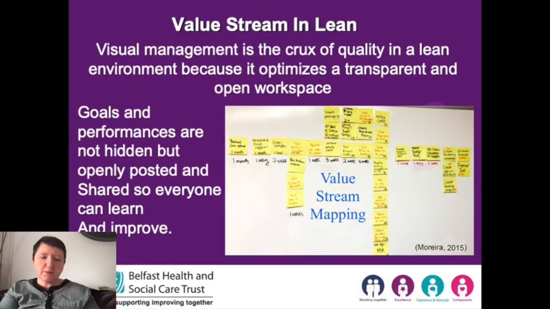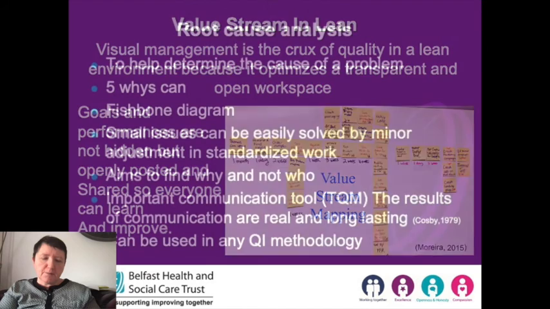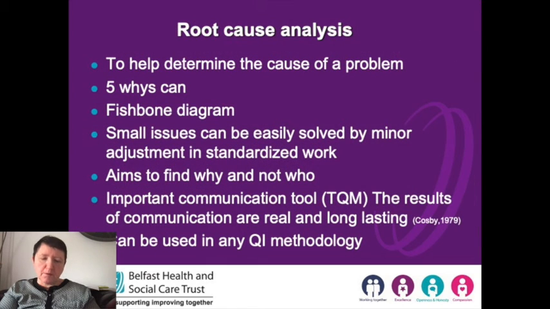So visual management is the crux of quality in Lean because it optimises a transparent and open workspace. Visual tools such as the value stream display the goals and performance and are shared so everyone can learn and improve. The fishbone diagram is an important Lean tool used in most quality improvement to help get to the root cause of problems. Ishikawa diagrams were popularised in the 1960s, developed by Kaoru Ishikawa, a founding father of quality improvement.